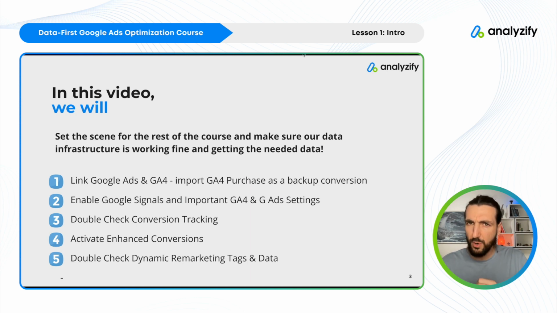Later on, we will double check your conversion tracking. Conversion tracking is crucial. We need to make sure it's working properly, so we will double check from different standpoints. And then we will activate enhanced conversions in case it's not activated. Lastly, we will also double check your dynamic remarketing tags and the data within them. So this is the first video of our course. Let's get started.